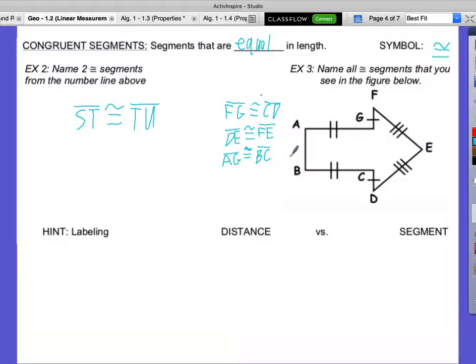Because we said that they have to have the same number of tick marks. Now, if I asked for something that wasn't congruent, we could say that segment AG is not congruent. You know how we have not equal with a line through it? We have not congruent, same thing. Segment AG is not congruent to segment, we could say ED, for example. That's a 2 tick mark and a 3 tick mark.